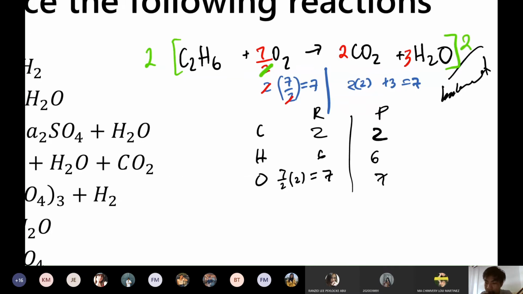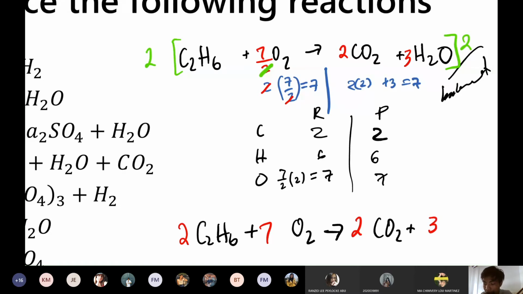We have 2 C2H6 plus 7O2 producing 2CO2, and hindi pala 2. Minultiply ko nga pala sa 2. 4 na yan, 4. And ito 6 na. Nakalimutan ko. 6H2O.